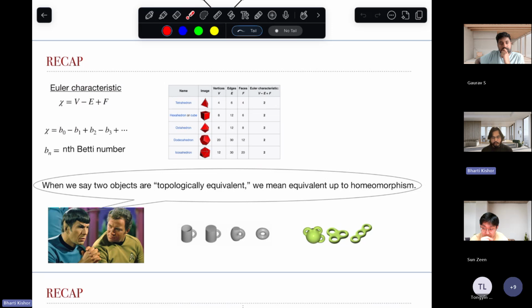And we say that two objects are topologically equivalent when they are equivalent up to homeomorphism. By homeomorphism, we mean a mapping between two objects that is continuous in the forward direction, continuous in the backward direction, and also bijective, like one-to-one and onto. We discussed all this.